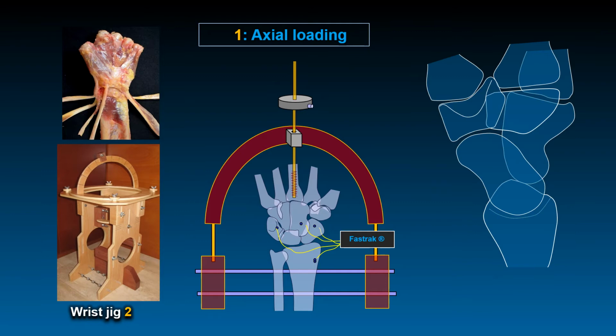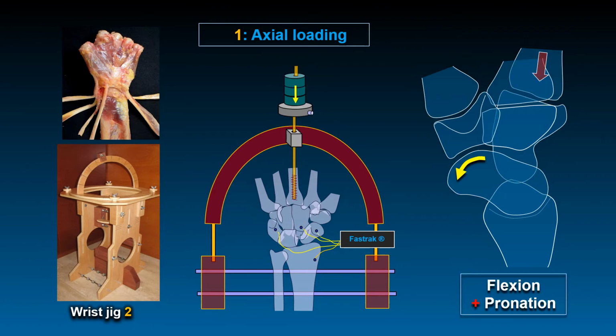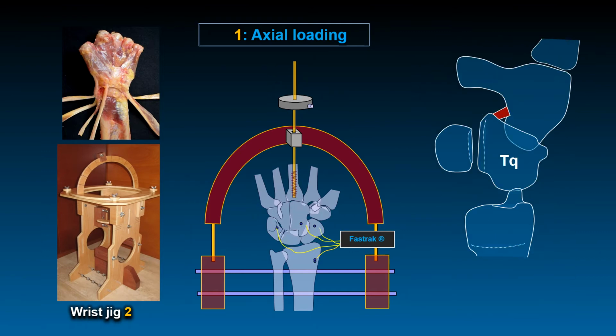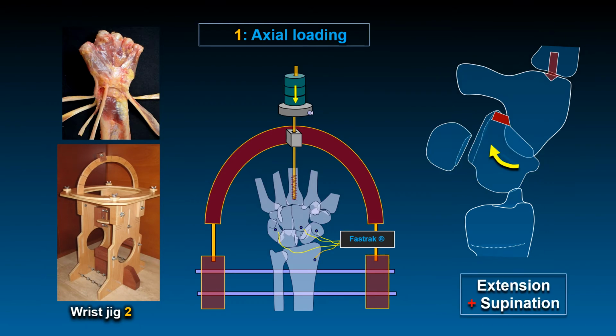What about in the first test, axial loading? When an axial compressive force was applied to the third metacarpal, the scaphoid consistently flexed and pronated. The triquetrum, by contrast, tended to rotate into extension and supination, just the contrary of what we found for the scaphoid.